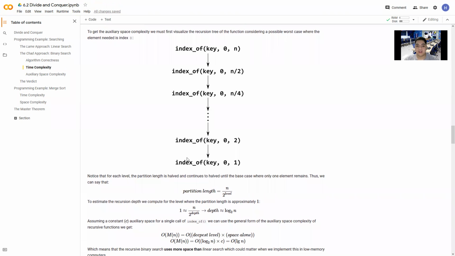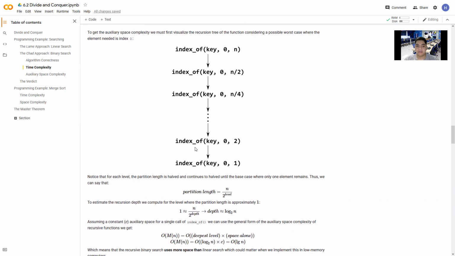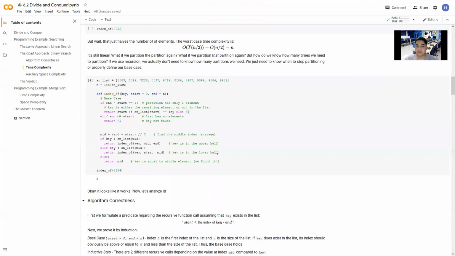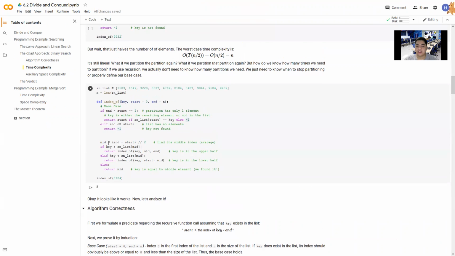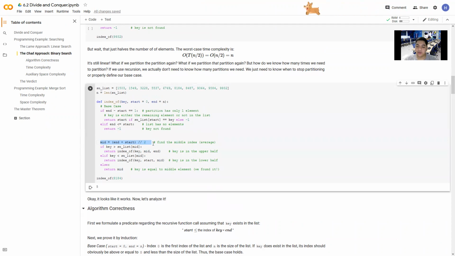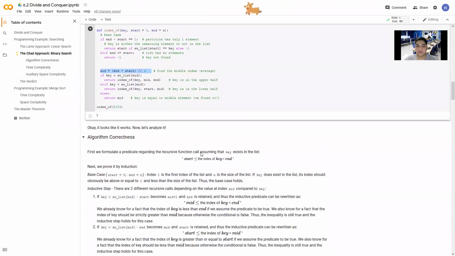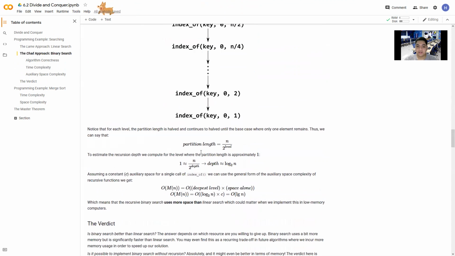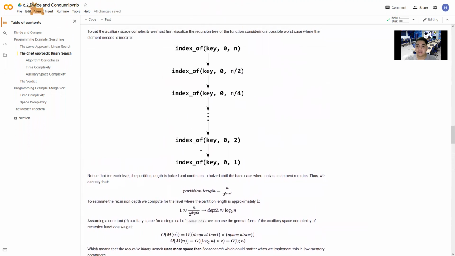What we need to know now is that the auxiliary space of the index function at each call, we expect it to be constant. Besides the recursive calls, we actually only needed one extra variable to store the midpoint. So what we just need to know now is the depth of our recursion tree, or how many levels we expect this recursion tree to have.